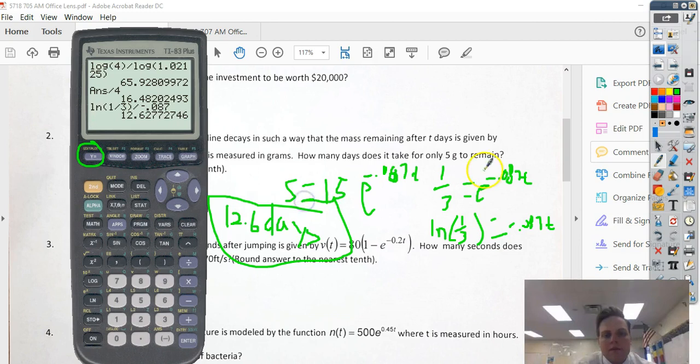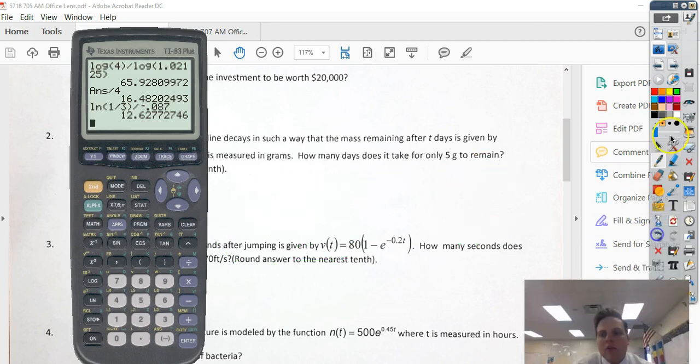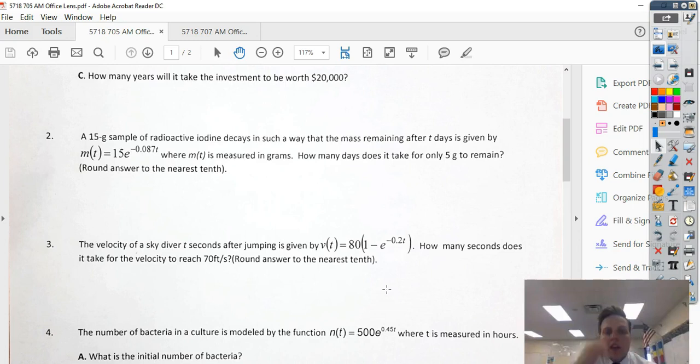Okay. All right, last one I'm going to do with you is number 3. The velocity of a skydiver, t seconds after jumping, is given by this function. How many seconds does it take for the velocity to reach 70 feet per second? Okay, so once again, it wants me to solve for t. It wants me to round to the nearest tenth, so it kind of gets rid of the calculator way. So we're going to say 70 equals 80 times 1 minus e raised to the negative 0.2t.